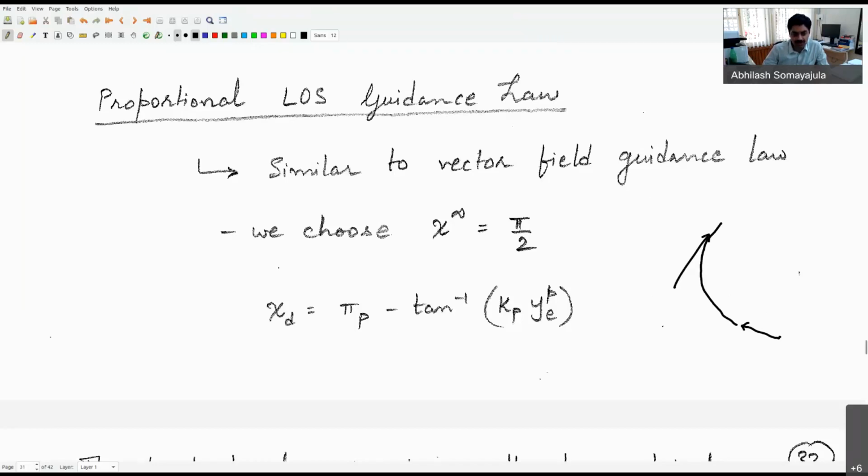And the control law was basically based on providing a desired course angle as chi_d = pi_p, which is the angle of the line joining the two waypoints, minus tan inverse of Kp times the side track error, or the cross track error. So this is like a proportional control where I'm taking the cross track error, multiplying it by some proportional factor, and that is being used to give me my desired course angle. That is the main idea.